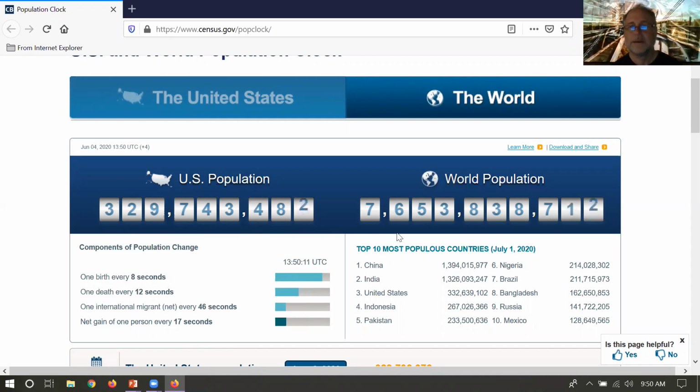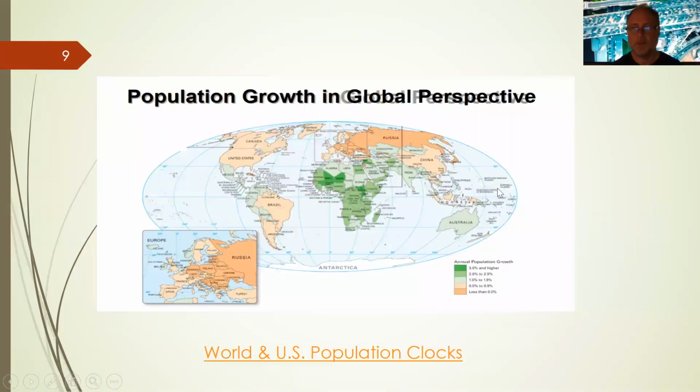Over here on the right-hand side of your screen, you can see a very different story. You can see the estimated population of the world. Currently, it is 7,653,838,754, and the number keeps climbing. So there's tremendous growth in the population of the world.